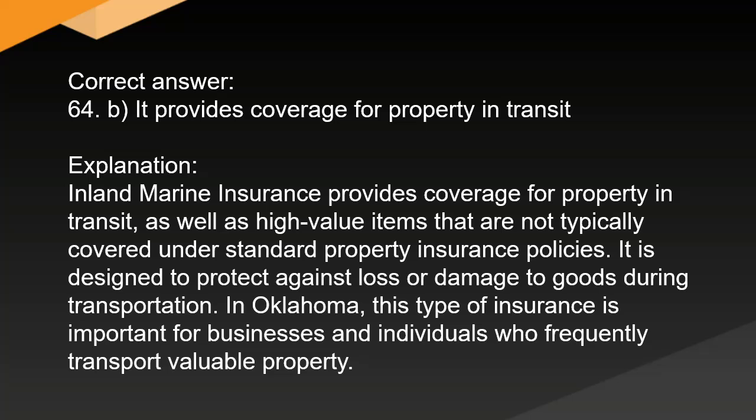Correct answer. B. It provides coverage for property in transit. Explanation. Inland marine insurance provides coverage for property in transit, as well as high-value items that are not typically covered under standard property insurance policies. It is designed to protect against loss or damage to goods during transportation. In Oklahoma, this type of insurance is important for businesses and individuals who frequently transport valuable property.